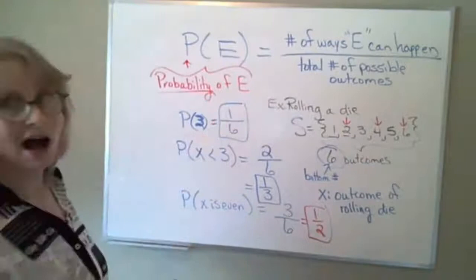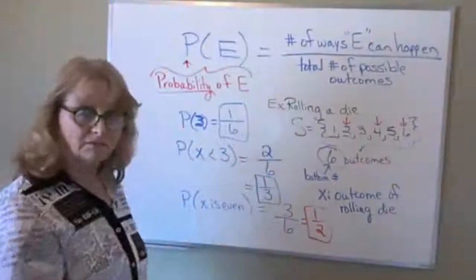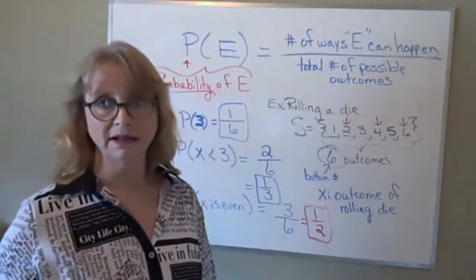So that's a quick basic description of doing classical or theoretical probability. Now, there's another kind of probability.